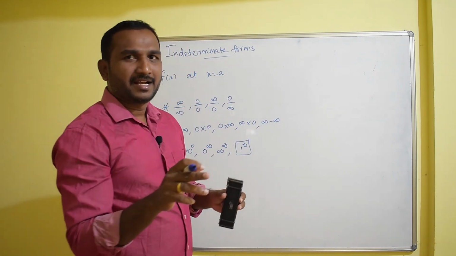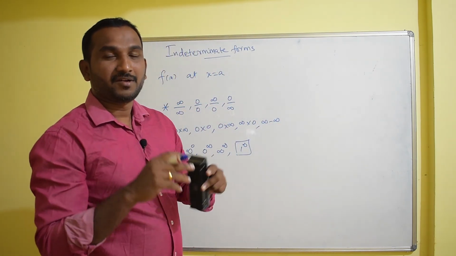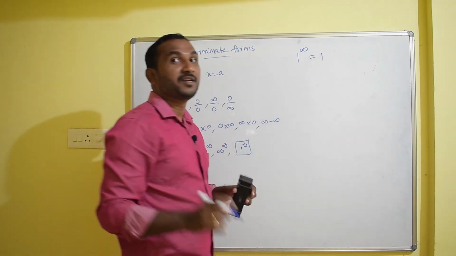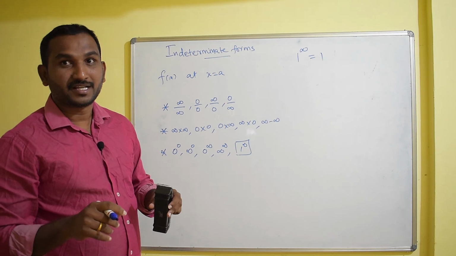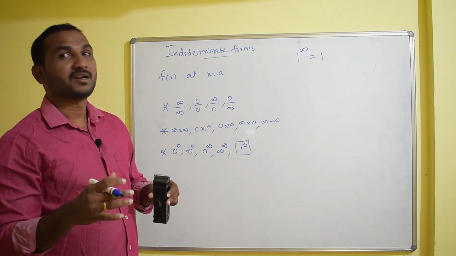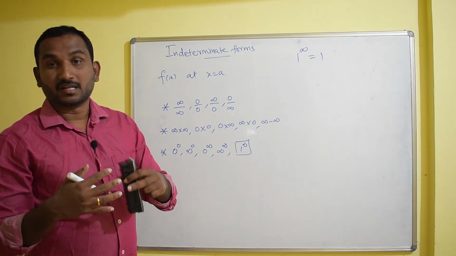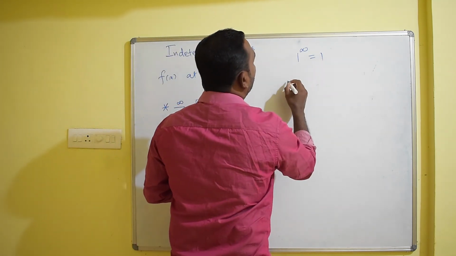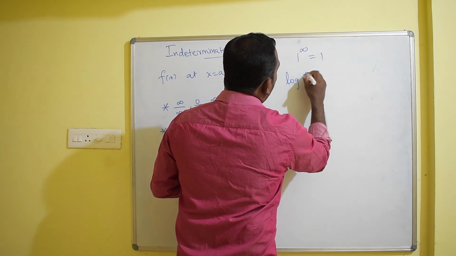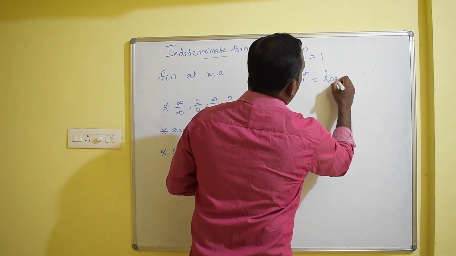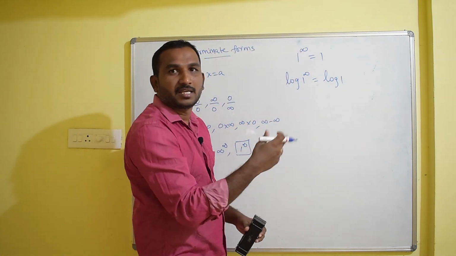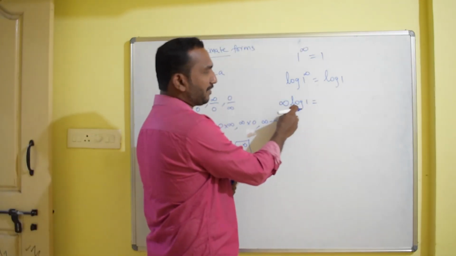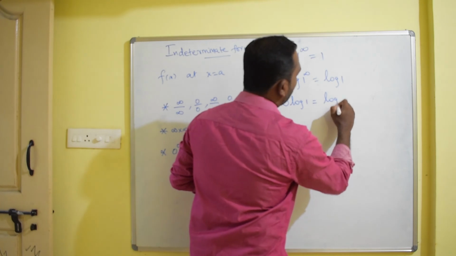I will take an assumption, or I will take it as a contradiction. Suppose I take 1 power infinity as 1. I am assuming that 1 power infinity is 1. Now we will do the contradictory method, that is the opposite method. Again I will take the log on both sides. Log 1 power infinity is equal to log 1. Now this is the log a power m form, so infinity into log 1, that is m log a, is equal to again log 1.